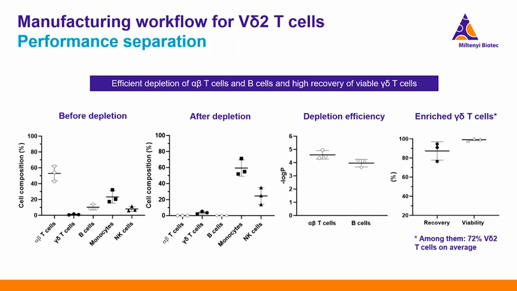However, even though the depletion step is very stringent, we are able to obtain a very high recovery of gamma delta T cells of approximately 90%. And within the gamma delta T cells that we recover, approximately 72% are the Vδ2 subset. And they possess high viability after this step.